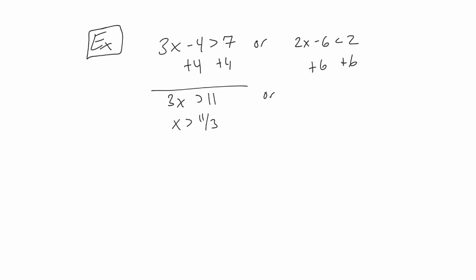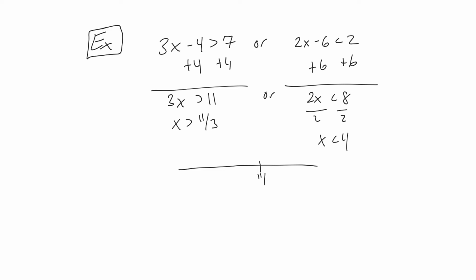Or if we solve this one, 2x is less than 8. So dividing by 2, we get x is less than 4. Here we have two particular places: 11 thirds and 4. And so we can be bigger than 11 thirds or less than 4. What you notice is this is all real numbers, or we would say that's negative infinity to infinity. This is a little weird case that can happen sometimes, but this says that any number I plug in is either going to fit into the first case or the second case.